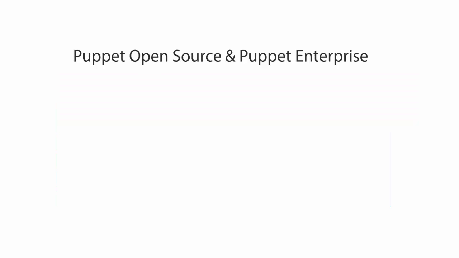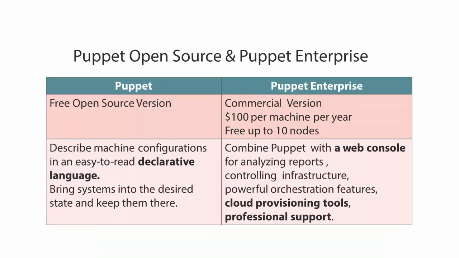Puppet has two versions, open source Puppet and Puppet Enterprise as a commercial version. Puppet Enterprise combines Puppet with a web console and cloud provisioning tools, and professional support is also added. However, you can use Puppet Enterprise free up to 10 nodes. In this course, I will use the Puppet open source version.